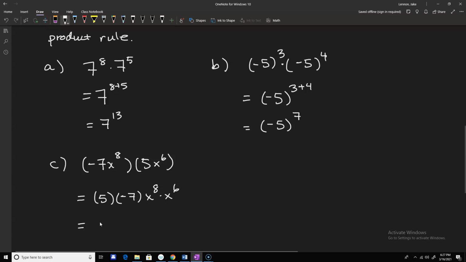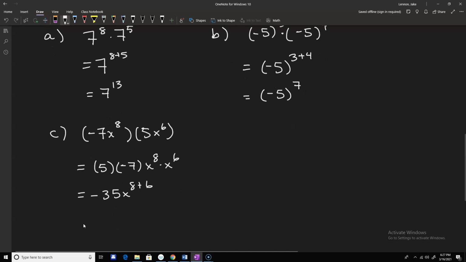So we're going to just do 5 times negative 7, that's negative 35, and for the other two we're going to add them, 8 plus 6, and so we end up with our answer of negative 35 x to the 14th power.